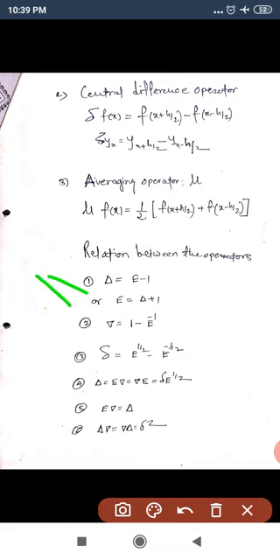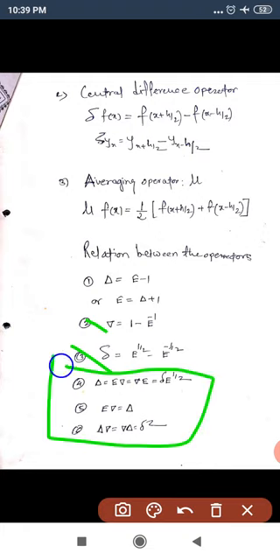Similarly, backward difference is del equal to 1 minus e raised to minus 1. Central difference is e raised to 1 by 2 minus e raised to minus 1 by 2. Similarly, these relations are important. Forward difference into backward difference is equal to del square. E into backward difference equals forward difference, like this. These are the relations.